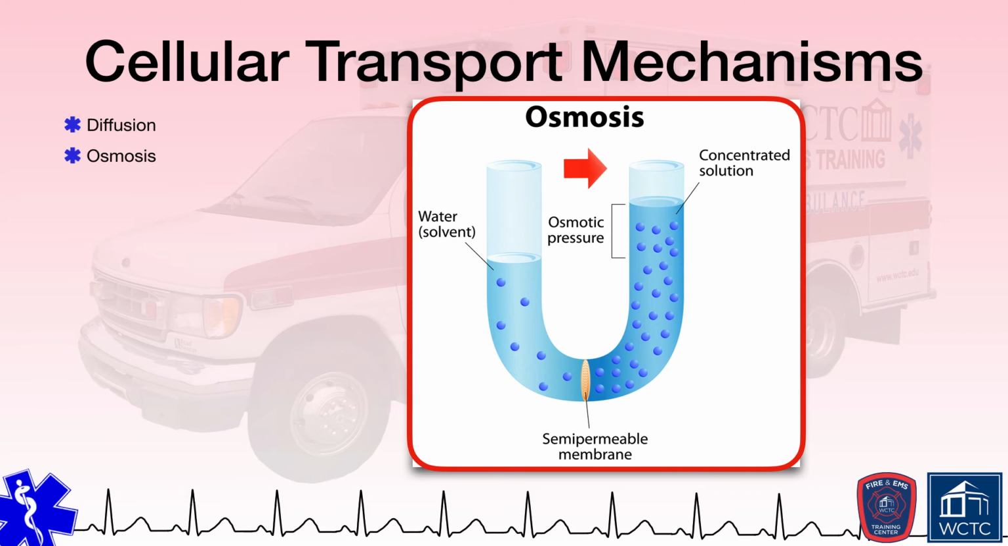The right side of the U is hypertonic, given that the concentration of the solute, the salt, is higher on the right side than the left. Inversely, the left side of the U is hypotonic, as there is a lower solute concentration, less salt, on the left side than there is on the right.